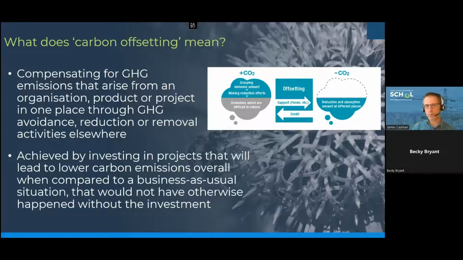So there's a few key points in here. It's not just paying for something to happen, it's to make sure that the emissions will be lower than a business as usual and that they are additional to what would have happened otherwise. So there's some key criteria in offsetting.